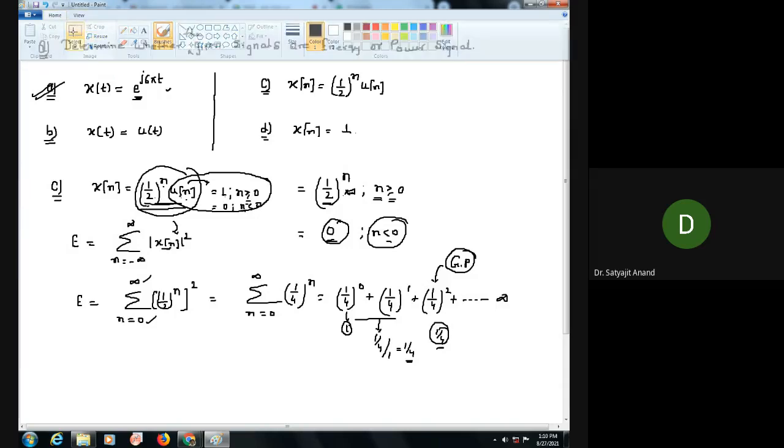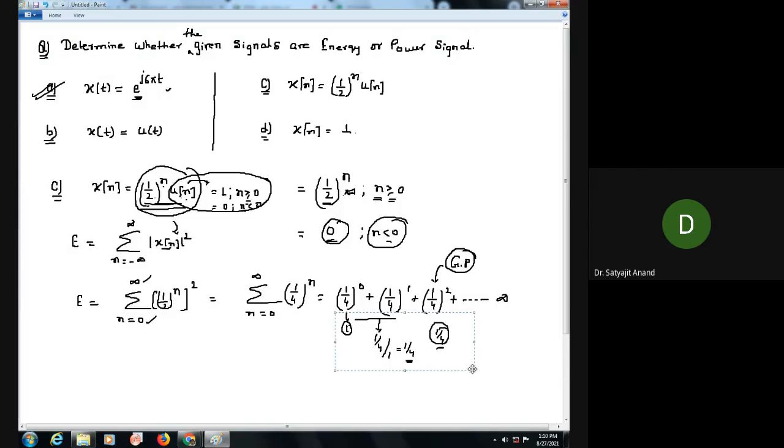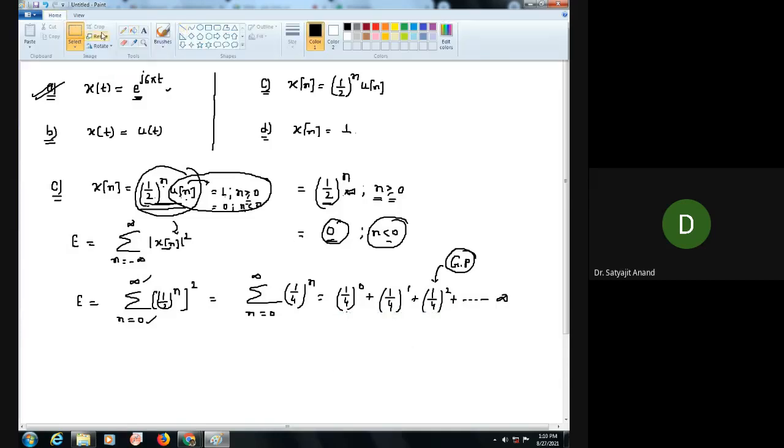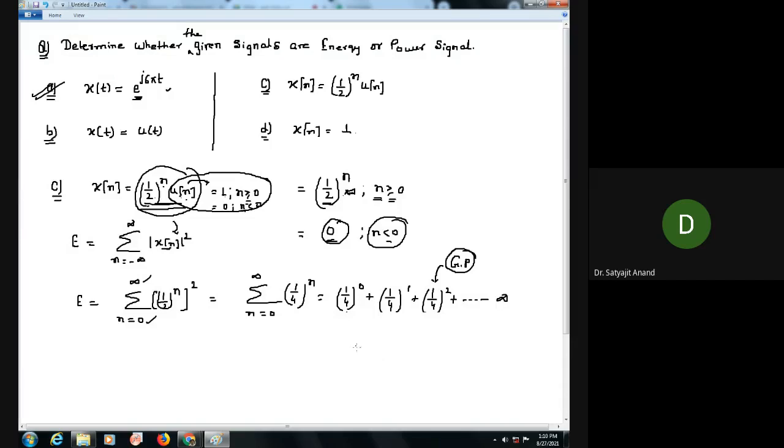So in a GP series, you know what the expression is. For the sum of an infinite GP series, the result would be like this, if you remember: a upon 1 minus r. This is your first term, (1/4)^0 is 1. So 1 upon 1 minus r. What is r? The common ratio is 1/4. So 1 minus 1/4, and if you solve it, that gives you 4 upon 3. So for this function, what we call energy is 4/3, and this is your finite value. Understand this.